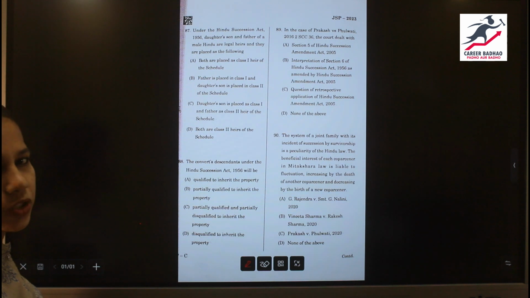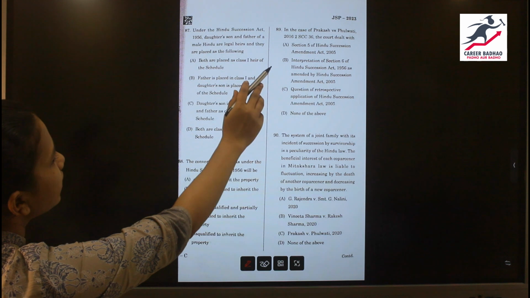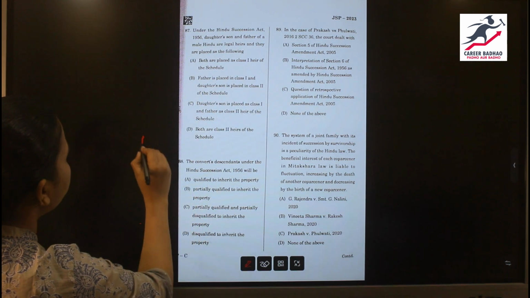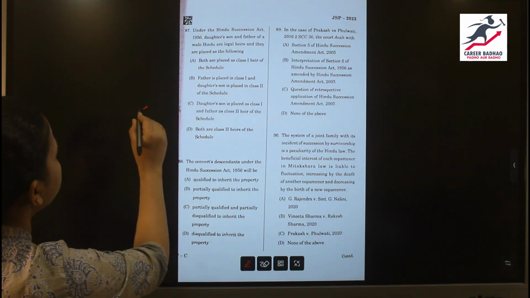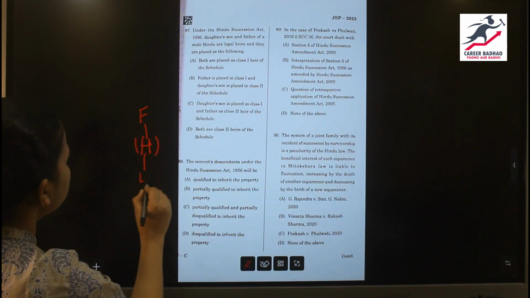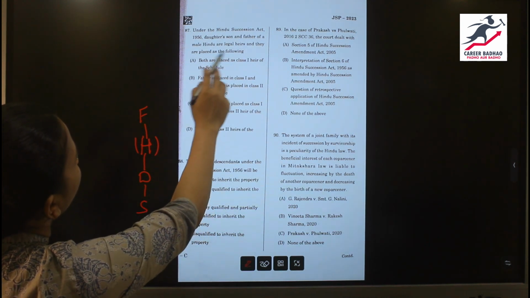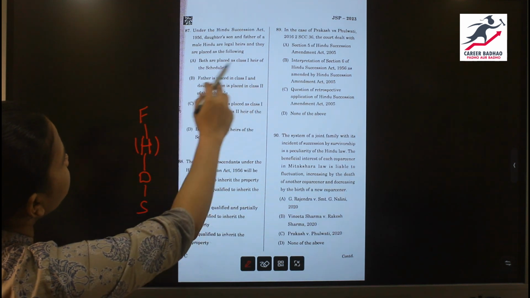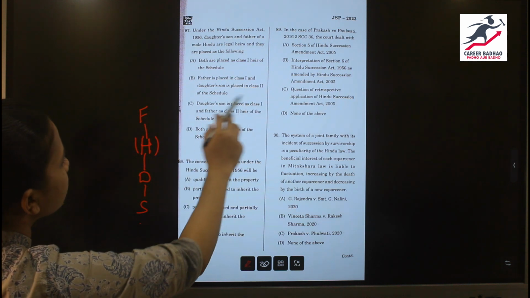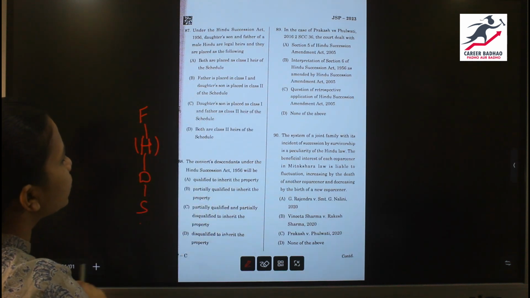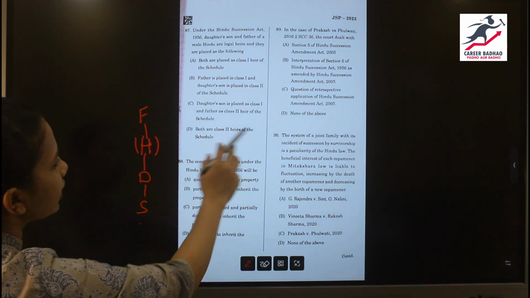Let's now move to question number 87. Under the Hindu Succession Act 1956, a daughter, son, father, and daughter's son, that means his grandson, of a male Hindu, suppose H is a male Hindu, are legal heirs, and they are placed as follows. Both are placed as Class 1 heirs of the Schedule. Father is placed in Class 1 and daughter's son is placed in Class 2 of the Schedule. Daughter's son is placed as Class 1 and father as Class 2 heir of the Schedule. Both are Class 2 heirs of the Schedule.